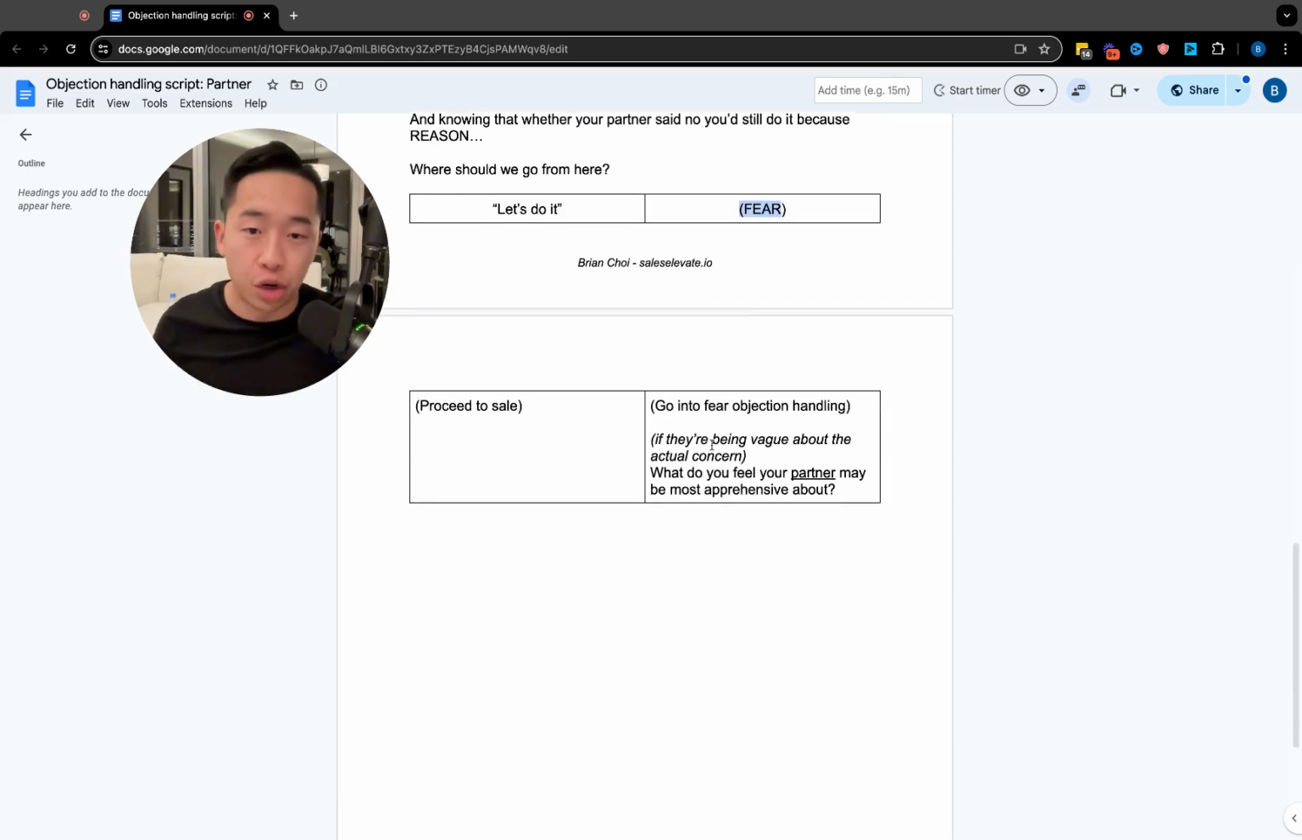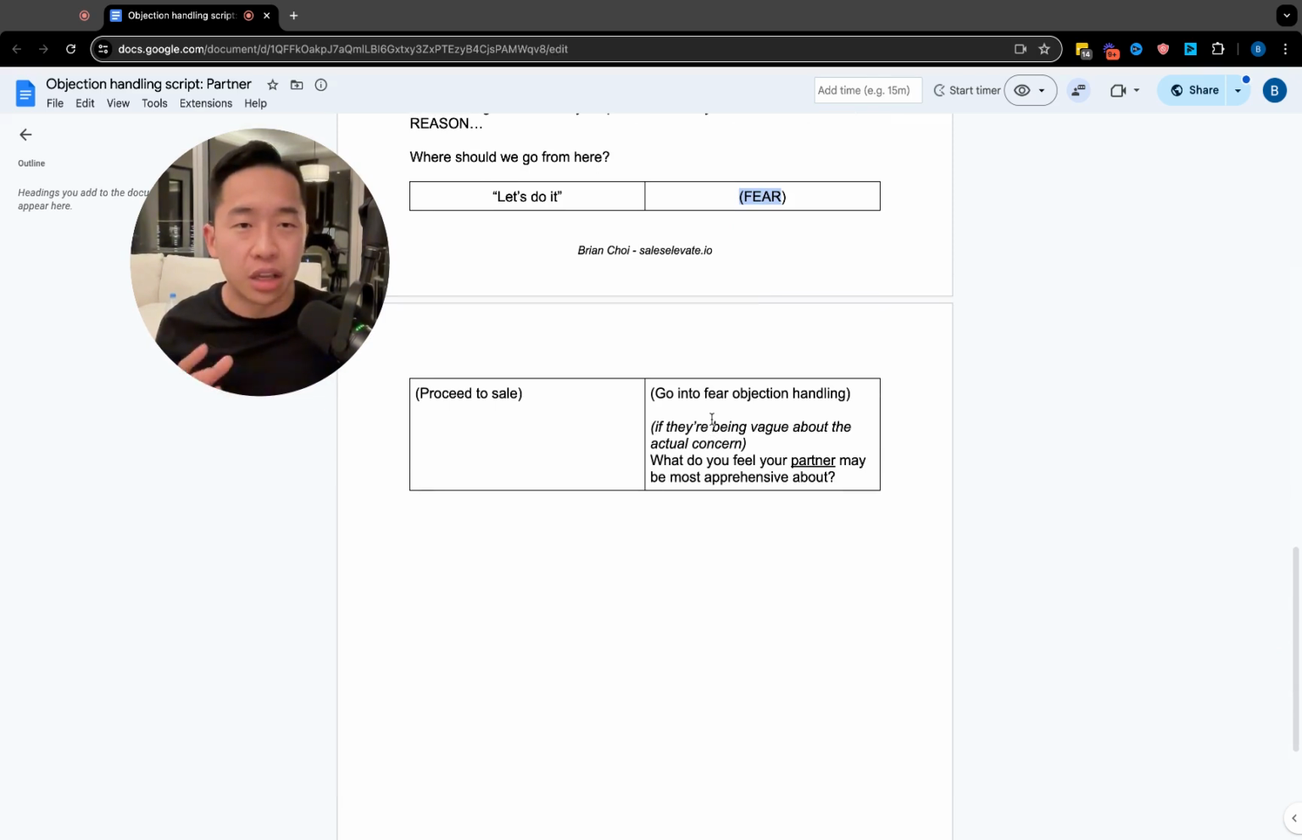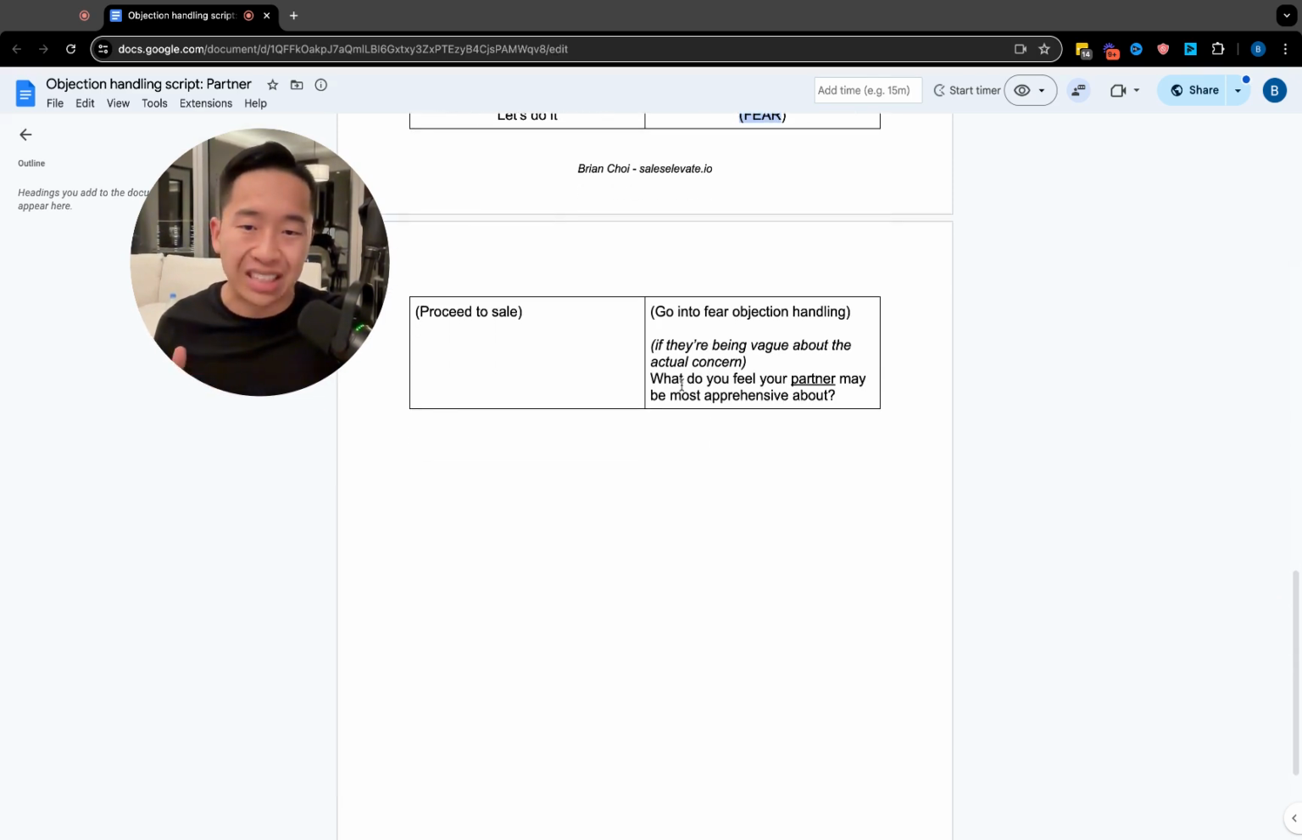If they keep saying fear, and the fear is a bit vague, like they're not giving you much, then you can also ask this question. Okay, so what do you feel your partner, what do you feel like your wife may be the most apprehensive about? The reason for this question is I've seen Matt and also Hormozi ask this. I learned it from them. It gives the prospect an opportunity to say what their fear is.